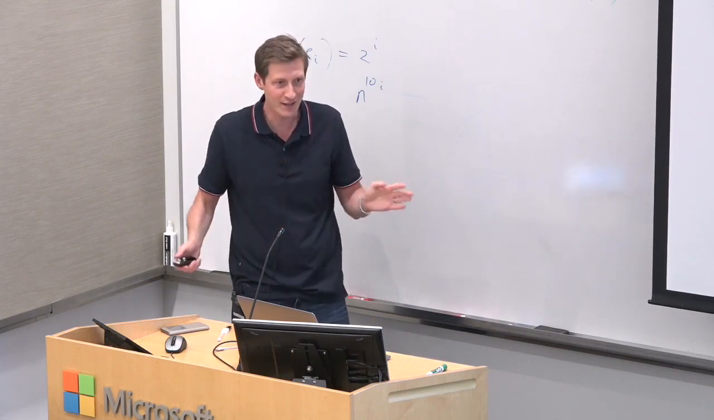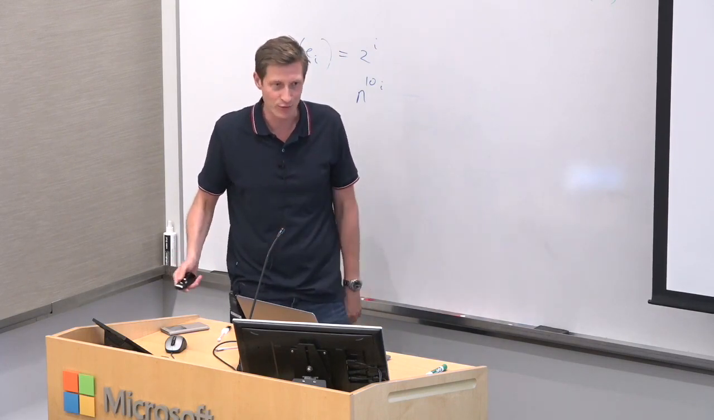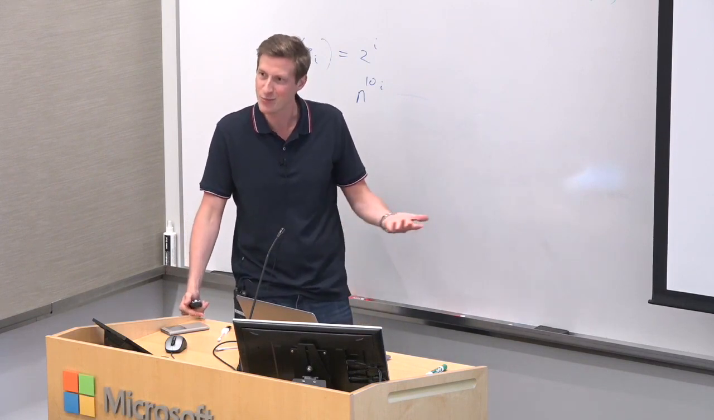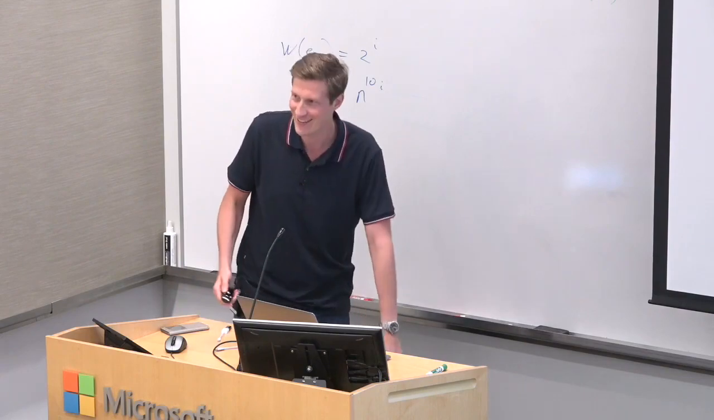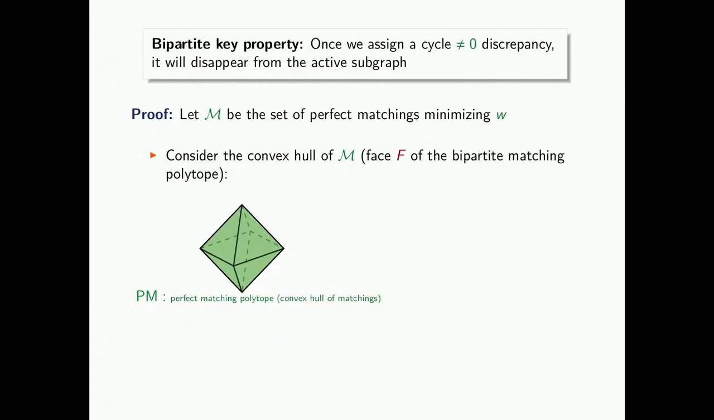All right, so I give you one proof. If you're into polytopes, it will be a very easy proof. Otherwise, it's just two slides. So let's look at the convex hull of the perfect matchings of a graph. We will minimize some weight function, or maximize some weight function, let's say. So we hit some face of this polytope.